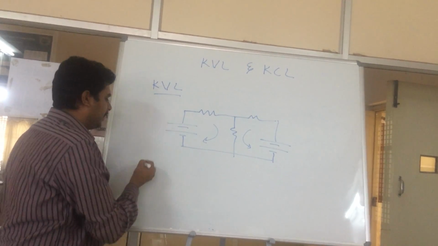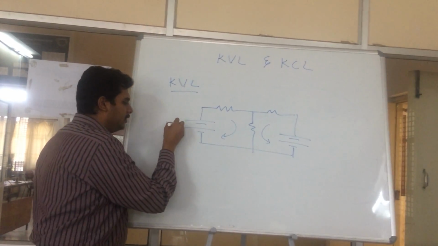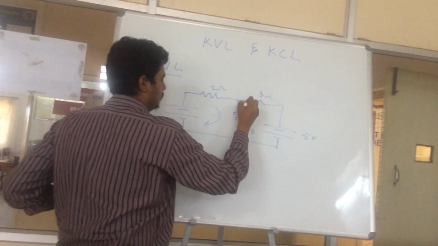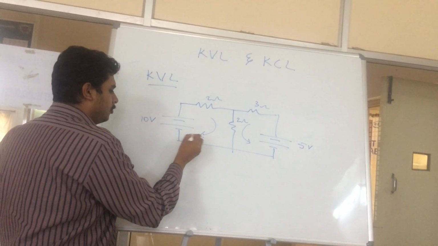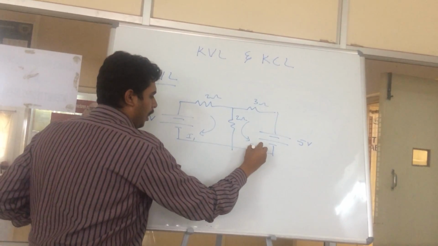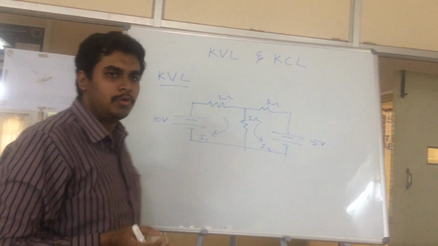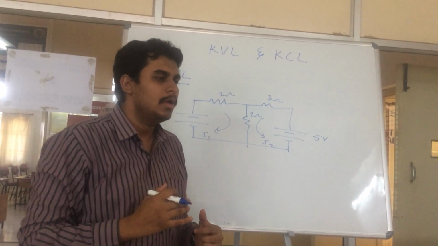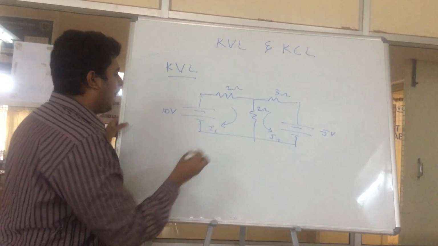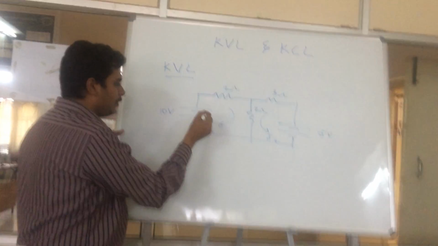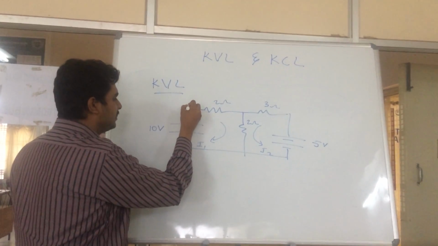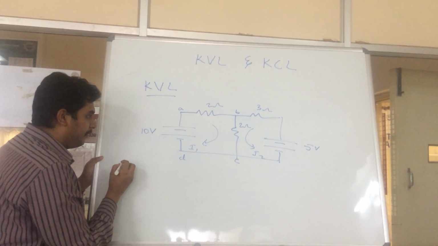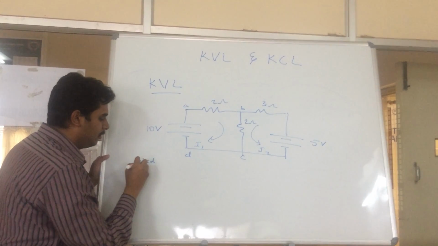Here, I am assuming the supply voltages as 10 volts and 5 volts, and the resistors as 2 ohms, 3 ohms and 2 ohms. Let us assume the currents as I1 and I2. Here you will be able to know how exactly KVL and KCL analysis can be done. In the case of KVL, I am applying KVL analysis in loop 1, that is A, B, C, D.